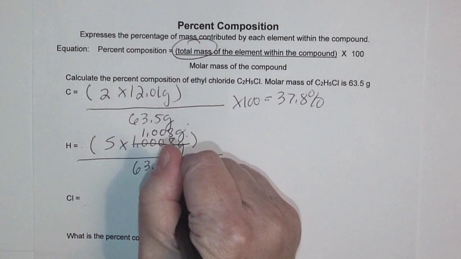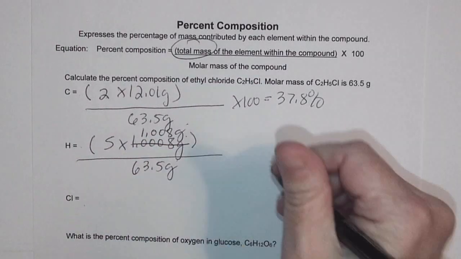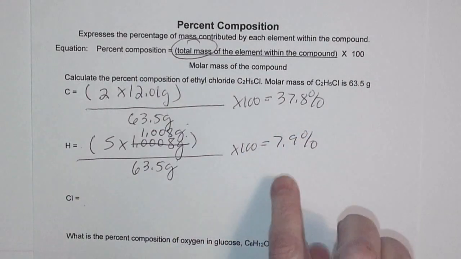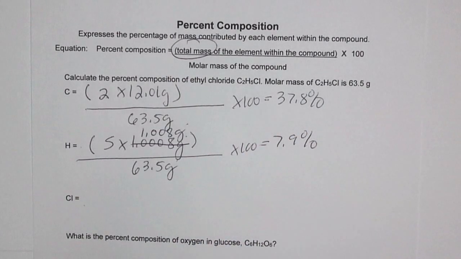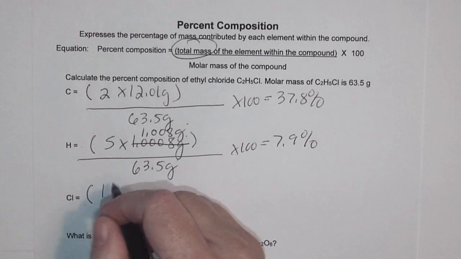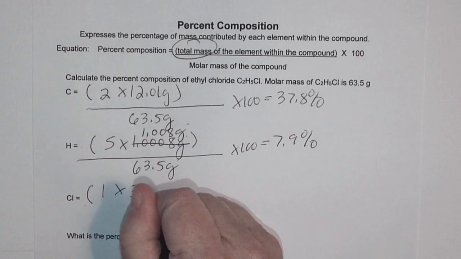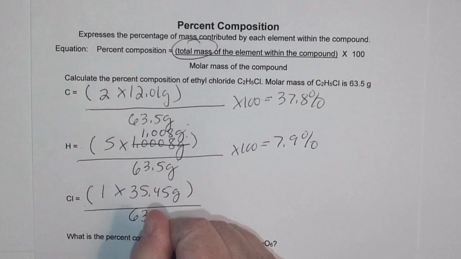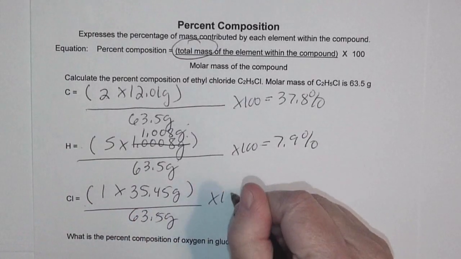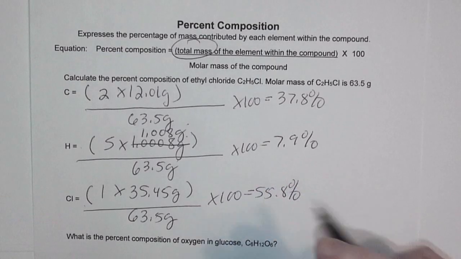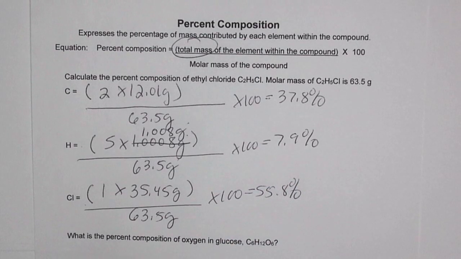Divided by the molar mass of the compound, times 100, and we'll see that almost 8% of the molar mass is coming from hydrogen, so just a small little portion. I'm going to do chlorine the same way. Again, I have 1 chlorine, and its atomic mass is 35.45 grams, divided by the molar mass, multiplied by 100, and that's going to be 55.8%.